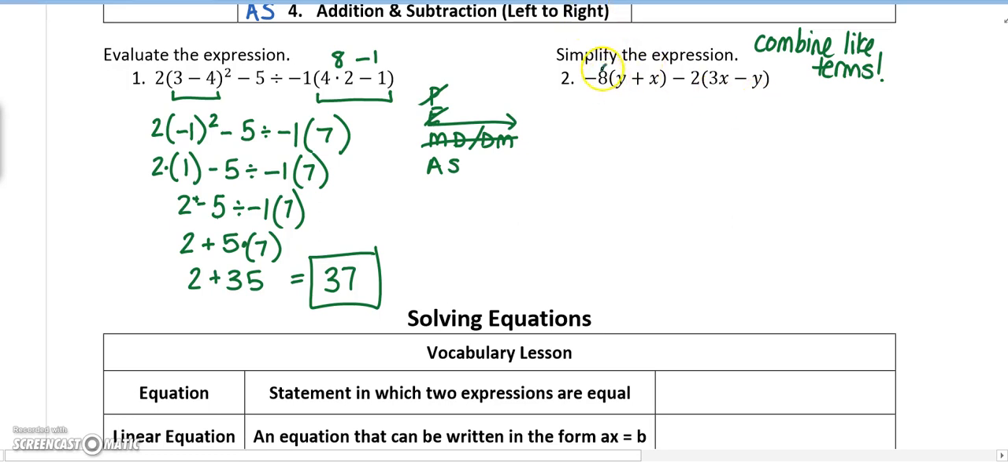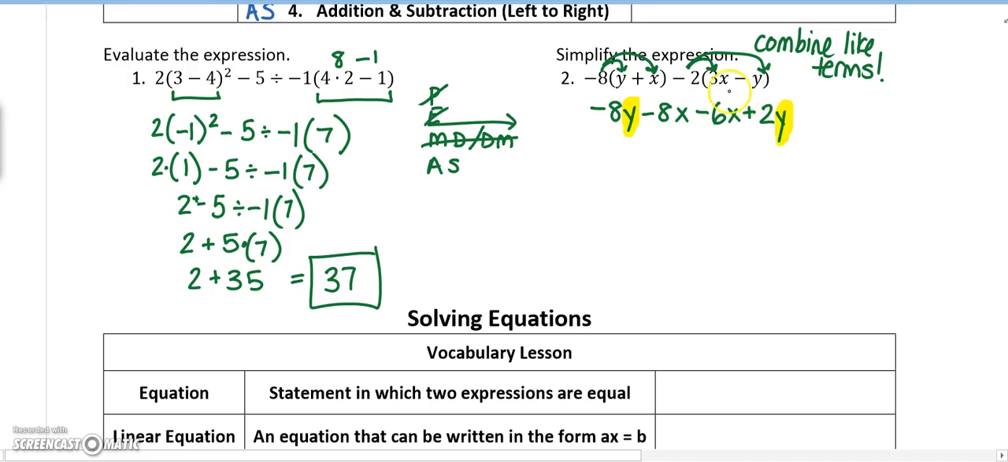So to do that, I'm going to distribute these coefficients outside of the parentheses. So I get negative 8y minus 8x, and that's negative 2 times 3x, so negative 6x, and negative 2 times negative y, so positive 2y. And now that I've done that, I can look for my like terms. Remember, that means they have the same variable part. So I see a y here, and this one also has a y, like terms.